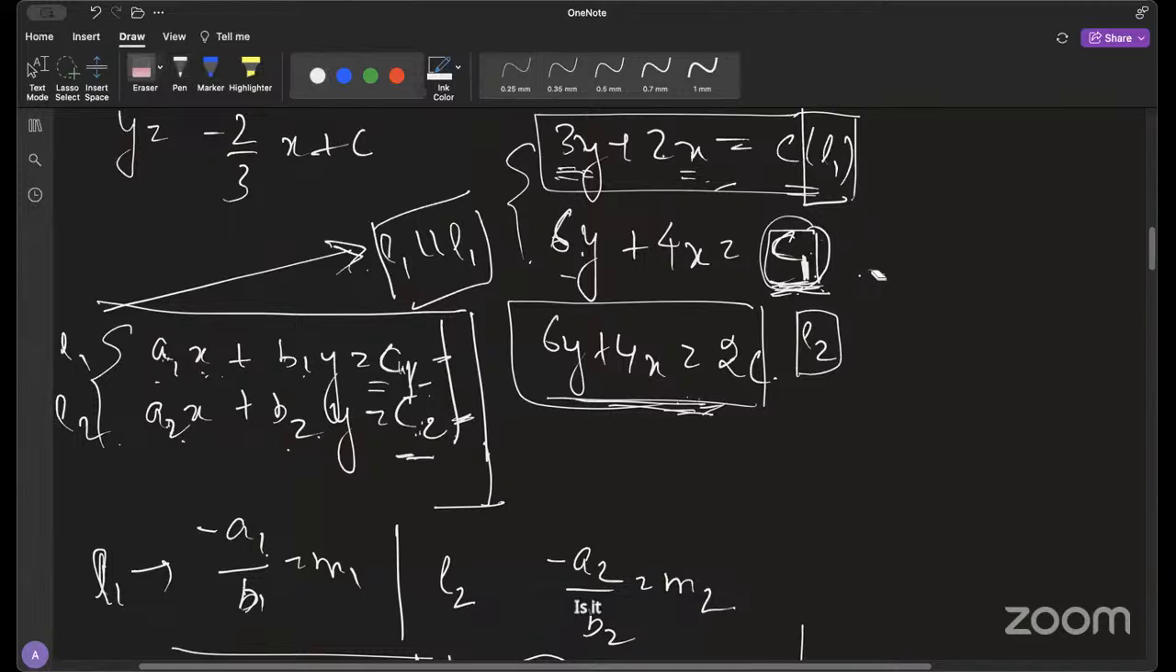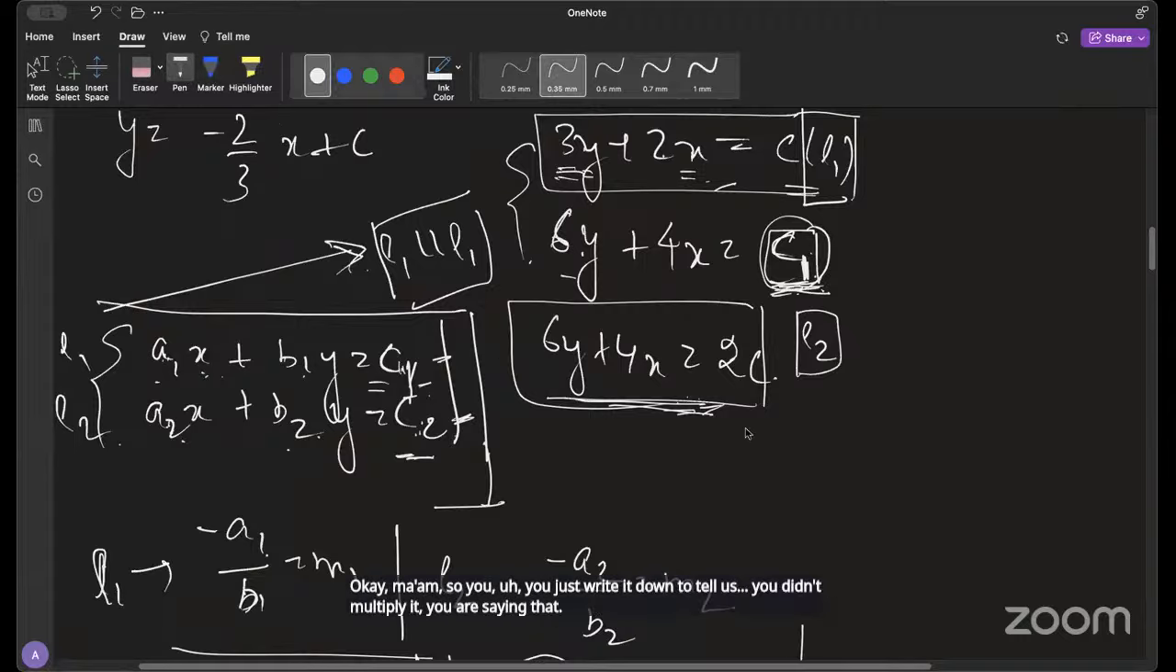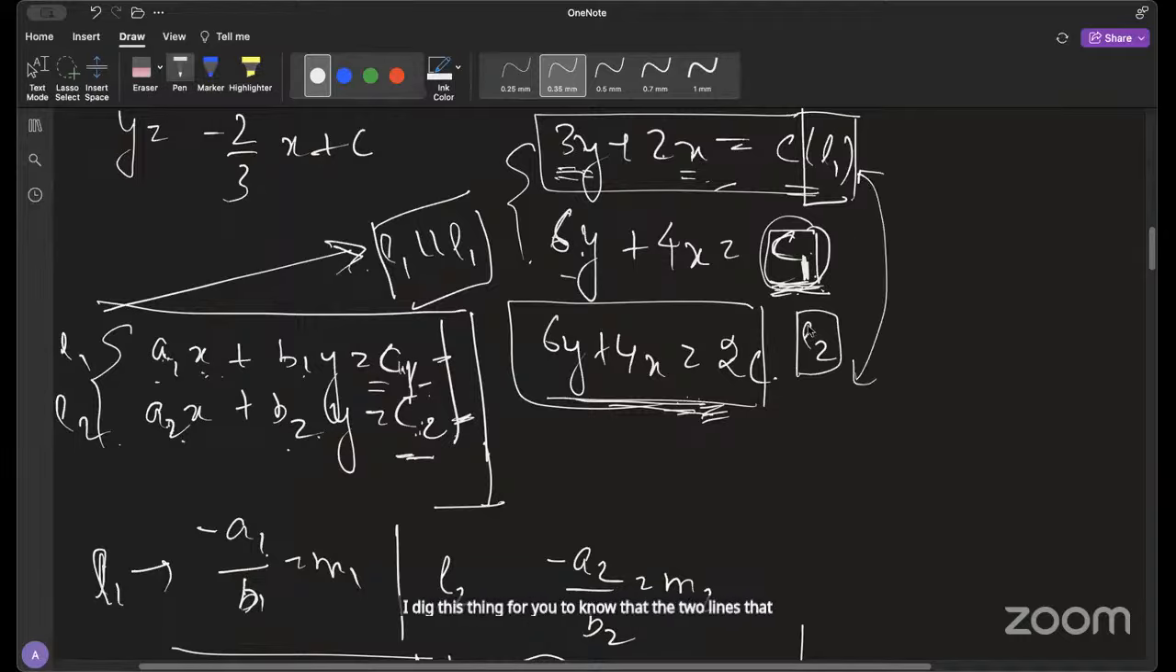Is it clear now? Okay, ma'am. So you just wrote it down to tell us. I did this for you to know that if you take the same lines, then also they're considered to be parallel. C1 does not have to depend on C, it's free. You have a free choice here. Only to explain this point, I've written this here. That's all.